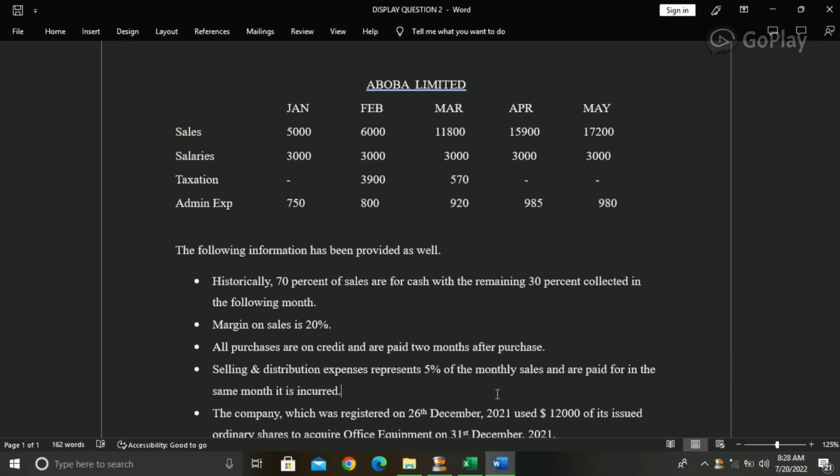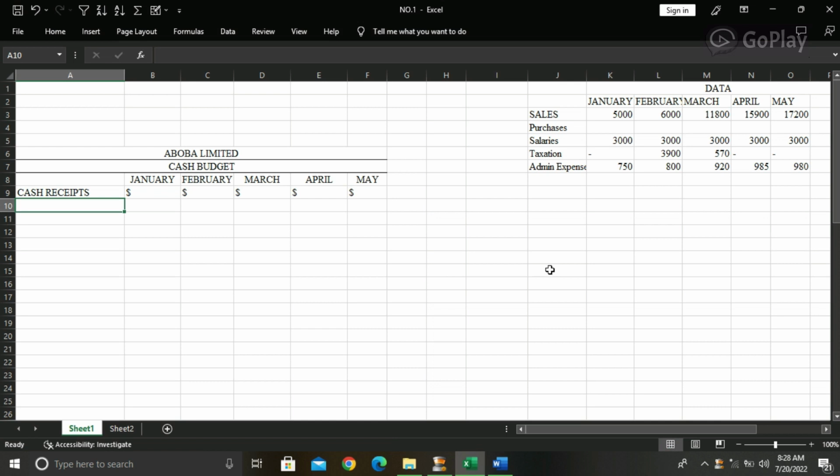So the firm purchases the items and sells at a profit. Now the profit on each item is 20%. So for each sales figure, 20% of it is the profit, whilst the 80% represents the cost. So that is where we are supposed to get our purchases figure from. So we will then move to our Excel. As we can see here, now we are going to calculate 80% of each of the month's sales to get our purchases figure for each month.